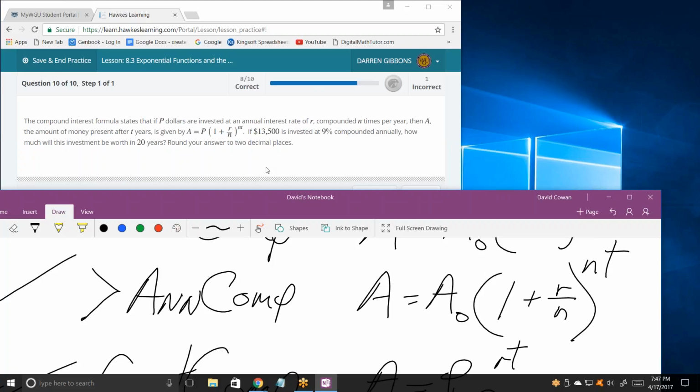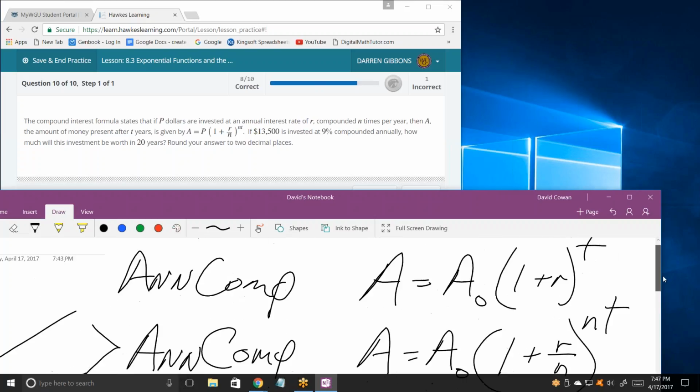So would that be 9% divided by 20 years? Not 20 years. n is the number of times per year they're compounding it. Compounded annually, wow, which means n is 1, which means we're back to formula number 1. I don't know why they would do that to you, but they did it.